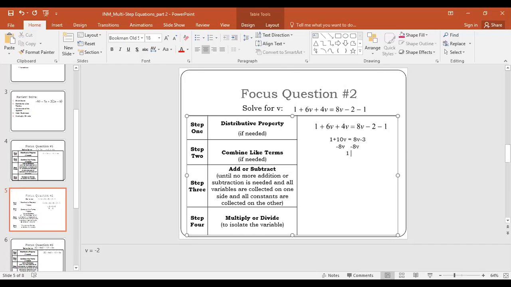So you end up with 1 plus 2V equals -3. Now, since we made the decision to put the variables on the left, we've got to get rid of that 1 from the left and move it to the right, I'm sorry.